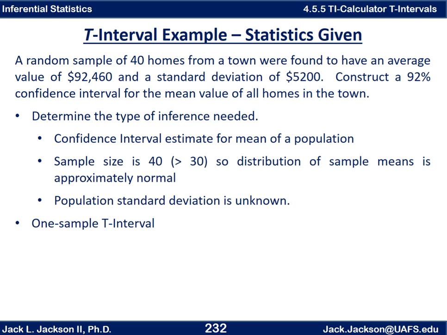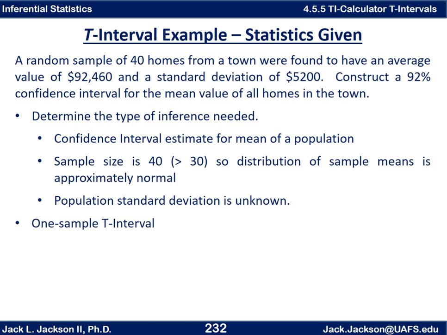Well, first of all, as always, we have to determine the type of inference needed and check the conditions. Notice we're looking for a confidence interval estimate for the mean of a population. Sample size is 40. Since that's greater than 30, we don't have to check normality. We can assume that the distribution of sample means is approximately normal. And notice that the standard deviation of the population is unknown. This standard deviation that was given was for the sample. Okay, so this is a one sample t interval.